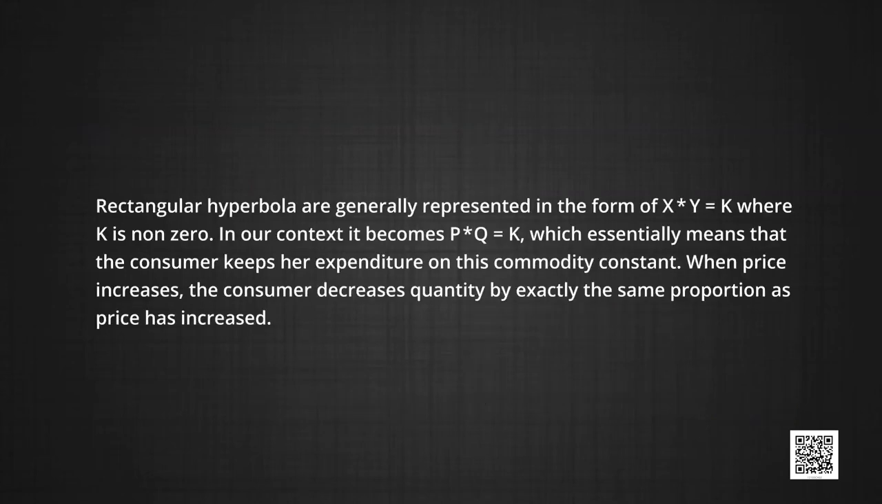A rectangular hyperbola is generally represented in the form xy equals k, where k is a non-zero constant. In our case, this becomes p into q equals k, the expenditure by any consumer on any commodity. So this essentially means that the consumer keeps her expenditure on this commodity constant at some value k. When the price increases, the consumer decreases quantity purchased by exactly the same proportion as the price has increased.